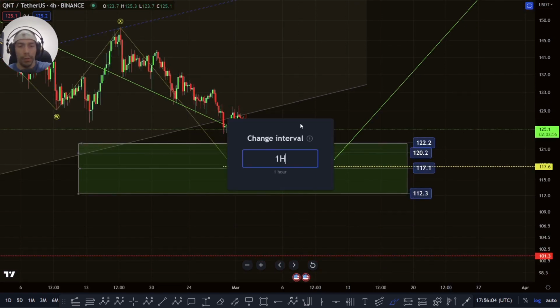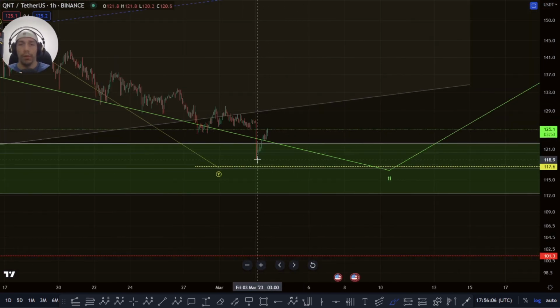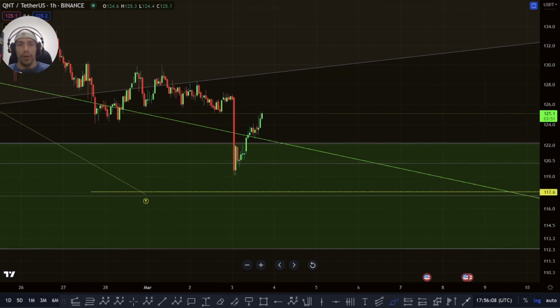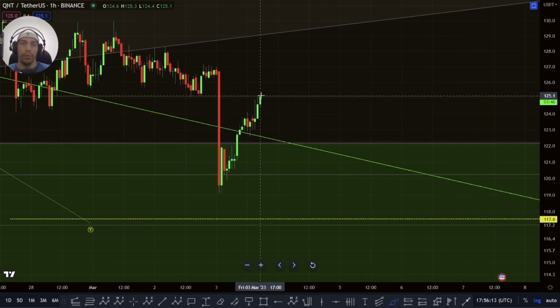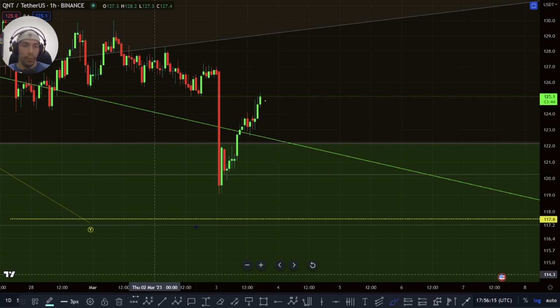So for the most part, we can argue that we've moved into this zone and we are potentially looking at a five-wave move up here. We can argue that's 1, 2, 1, 2, 3, 4, 5. Then we'd be looking for a fourth wave.